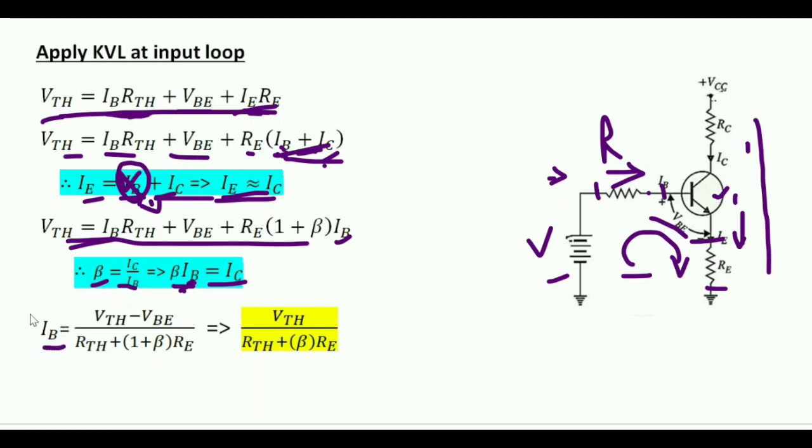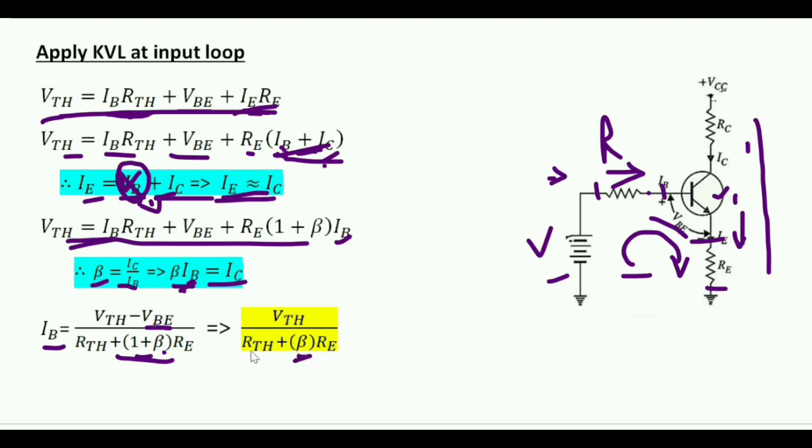From this equation, if we simplify this, we can calculate the base current. Then the base current equation will be equal to (VTH minus VBE) by (RTH plus (1 plus beta) into RE). We can neglect the VBE because it is very small as compared to VTH, and 1 plus beta is very close to beta. So we have replaced 1 plus beta with beta and VTH minus VBE with VTH.